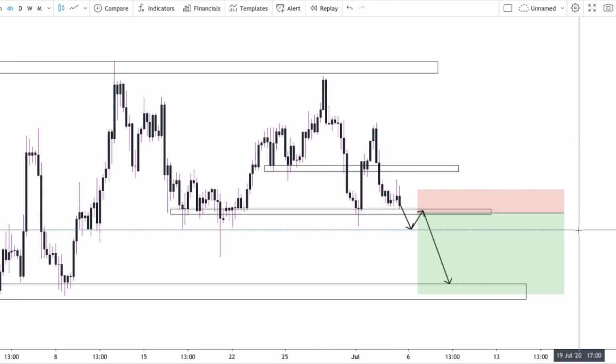So these are the 3 setups I have. I have other setups on my watch list, which I will be sharing in my Telegram as the week progresses.